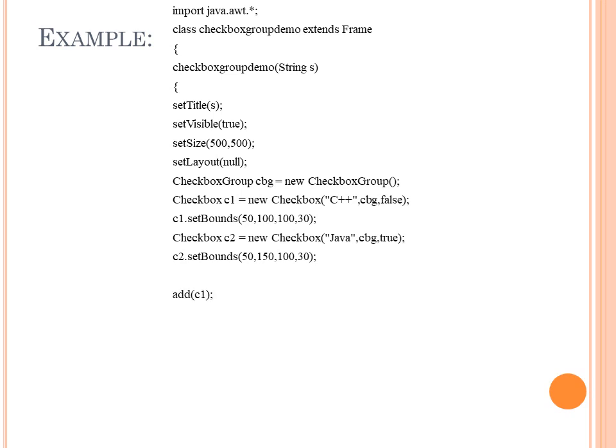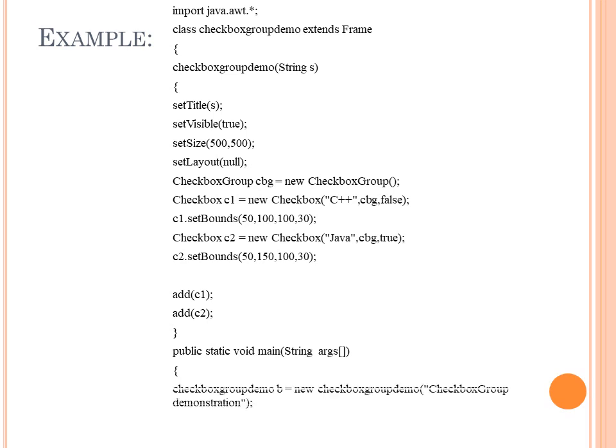Now we need to add the checkbox object to your frame, so we are writing add C1 add C2. Then we will write the main class. Inside your main class we will write checkbox group demo with an object b is equal to new checkbox group demo, and we are writing the title for your frame as checkbox group demonstration.